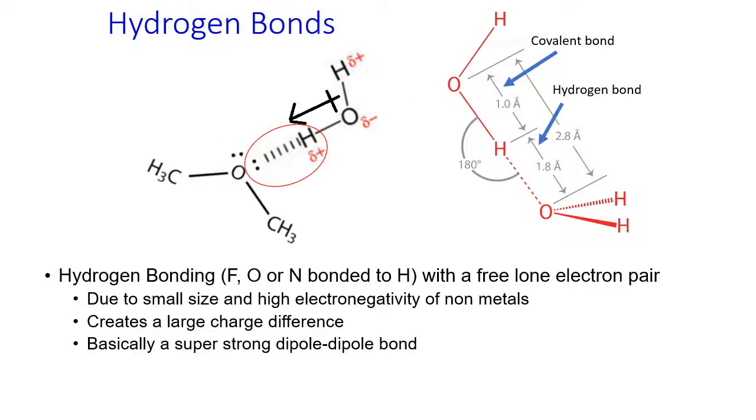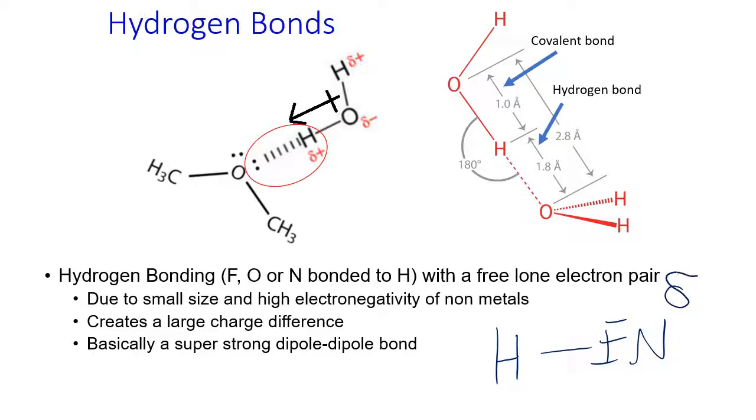So in terms of the hydrogen bonds, which are of course fluorine, oxygen, and nitrogen bonded to hydrogen, have a free lone pair. Due to the small size and high electronegativity of nonmetals, okay, the small size of the proton, for example, means it can get really close to adjacent molecules. So the closer molecules are together, the stronger the bonds between them. This creates also a large charge difference between the hydrogen and the electronegative atom.